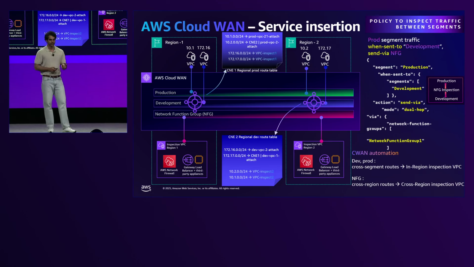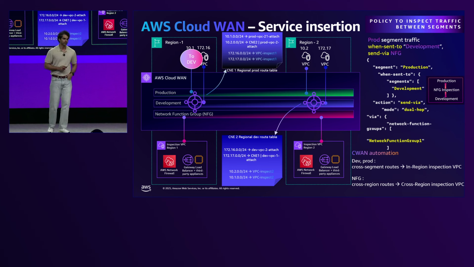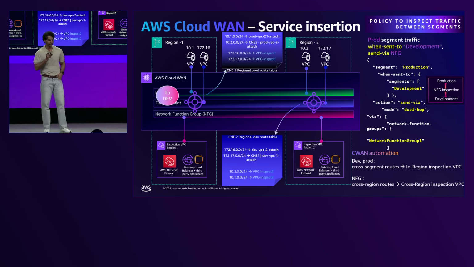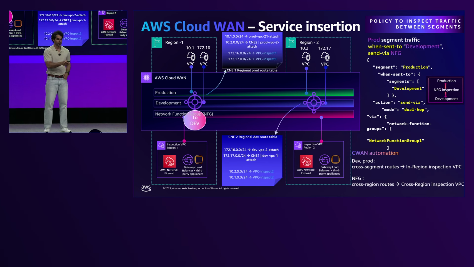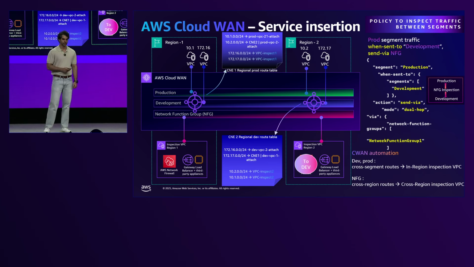But the network function group says cross-region routes, next hop is cross-region inspection VPC. So let's see why this makes sense. So traffic originates in the production VPC. The destination is a dev VPC in a different region. Traffic comes to production. It says, OK, this is dev, so send it to in-region inspection VPC. The traffic comes to network function group. It says, oh, it's a cross-region route, so the next hop is a cross-region inspection VPC. Right? So this is how the traffic gets sent to the inspection VPC in a different region.